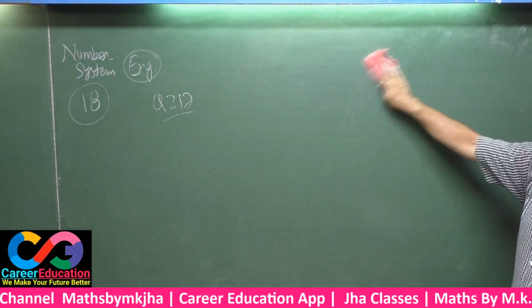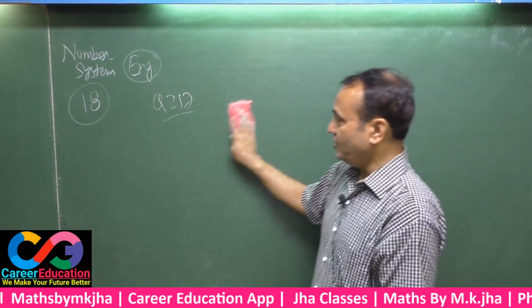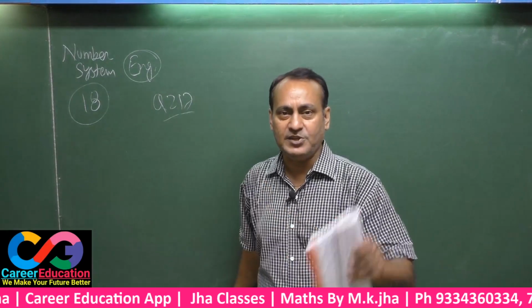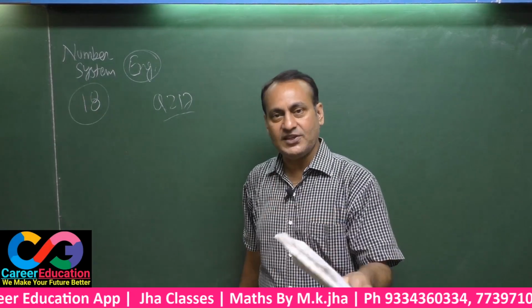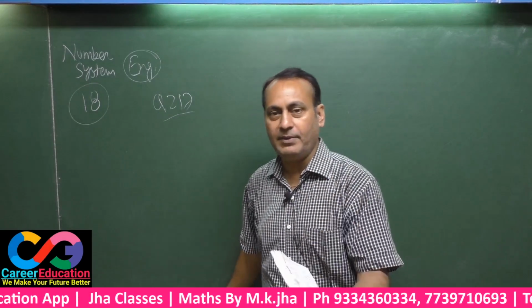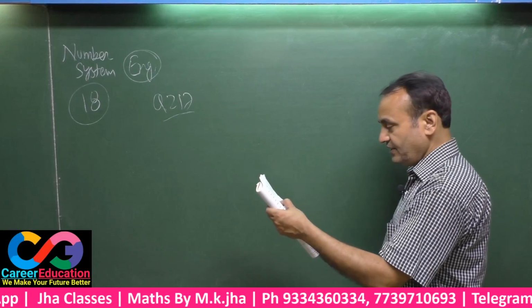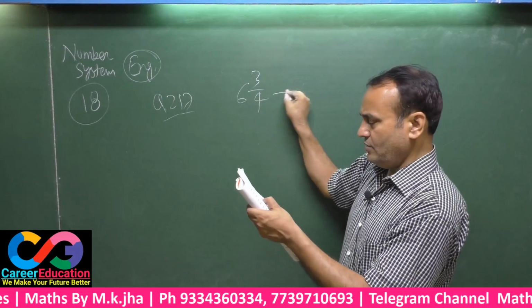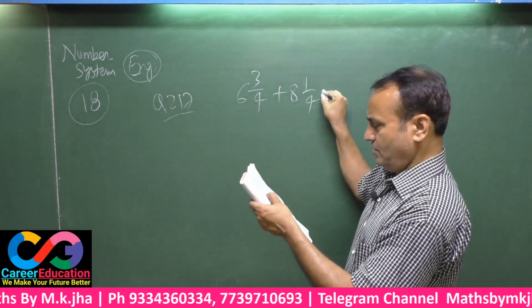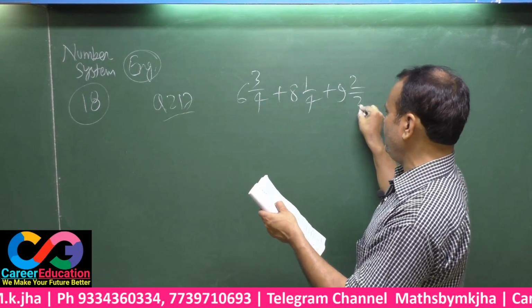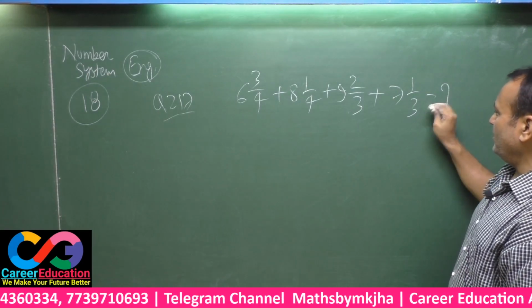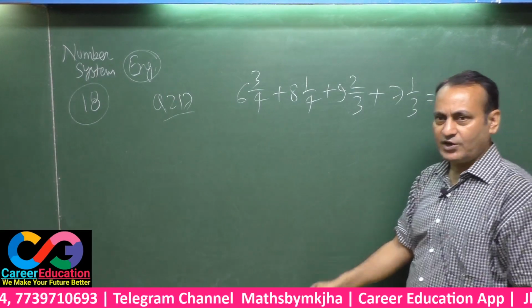In your bank clerk examination, certainly 6 to 7 questions are asked from this topic. That means plus or minus of fractions, of decimal numbers, of plain numbers. Question 217: 6 3/4 plus 8 1/4 plus 9 2/3 plus 7 1/3 equals how much? I am giving you the answer within seconds.